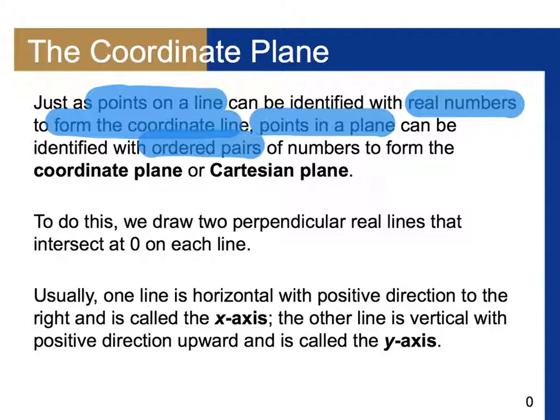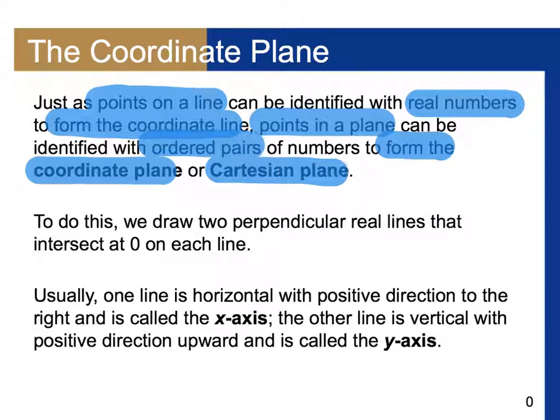Okay, so we're looking at points in a plane, and we use ordered pairs of numbers instead of just a single x or y. We're going to form our coordinate plane using those, or we call that our Cartesian plane. So when we talk about ordered pairs, we're looking at an x and a y, and they're going to be in parentheses, and the x always goes first. So you're going to have your x first and your y second.